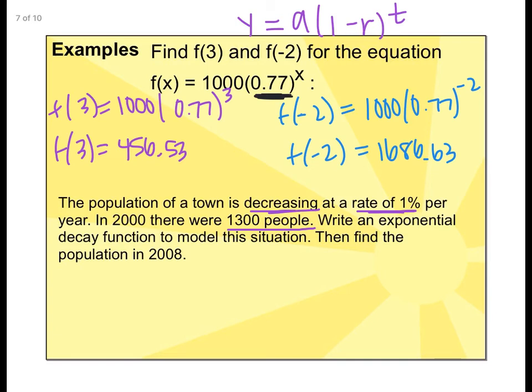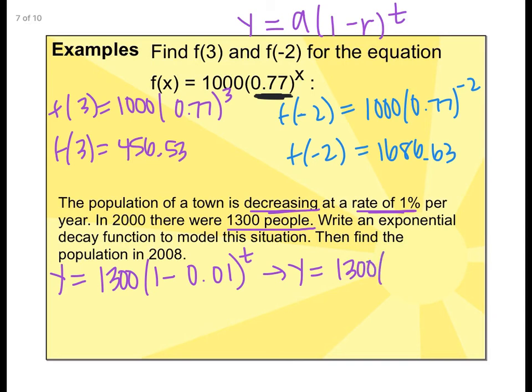So we have it up top, y equals a times 1 minus r to the t. In this case, let's follow along. So we have y equals a, my beginning amount, which is 1,300, times 1 minus our rate, which is 1%. Make sure you change it to a decimal, so 0.01, to the t. Can simplify that, so I get y is equal to 1,300 times 0.99 to the t power. So that's our generic function for this situation.